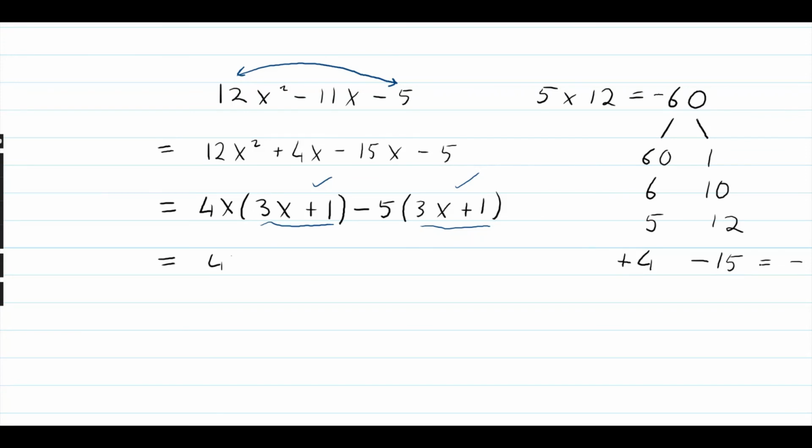So you get 4x minus 5 by 3x plus 1. If you were going to do this in reverse, you'd take the first symbol, put it up here, and multiply it by the second bracket, and then you take the second digit, minus 5, and multiply it by the second bracket again here.